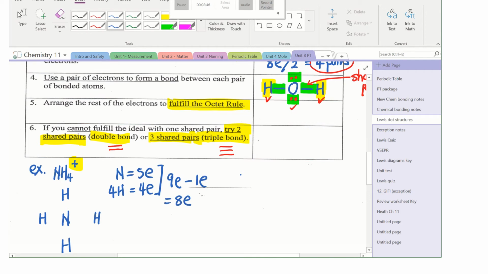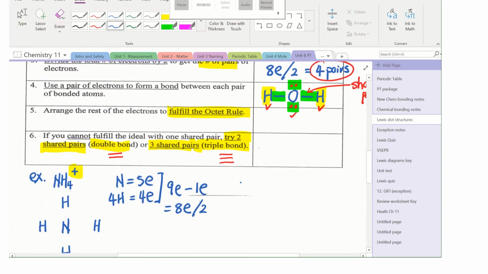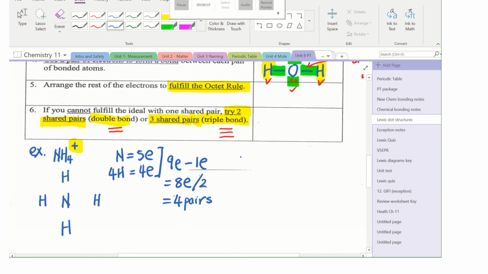Let's move on to step number 3 right away. We're going to find the pairs. Divide by 2, so 4 pairs, just like before, just like water. So we have 4 pairs on hand. That's all you have. In this case, this is a pretty easy scenario. We're just going to use one pair to join between 2 atoms.